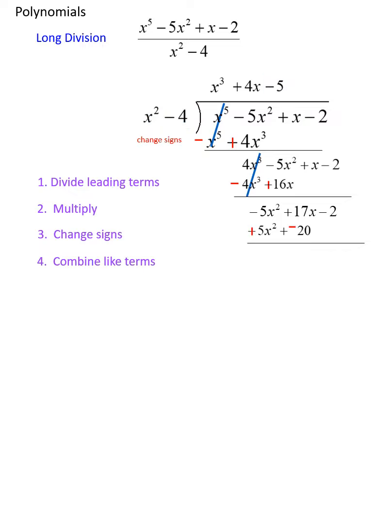Step 3, changing the signs. And step 4, combining like terms. This is the result for combining like terms. Here's why. The x squared terms are alike, and because they're opposite signs, they cancel. But these two terms are also alike and combine to make -22. The 17x didn't have anything to combine with, so I carried that down.